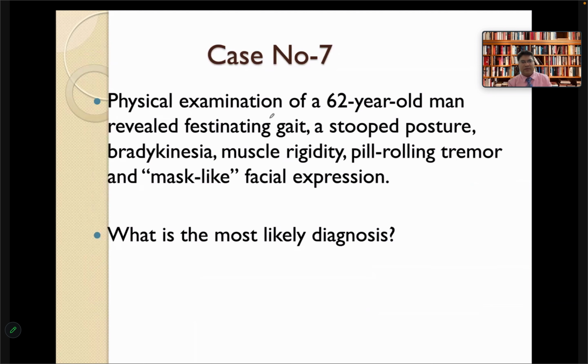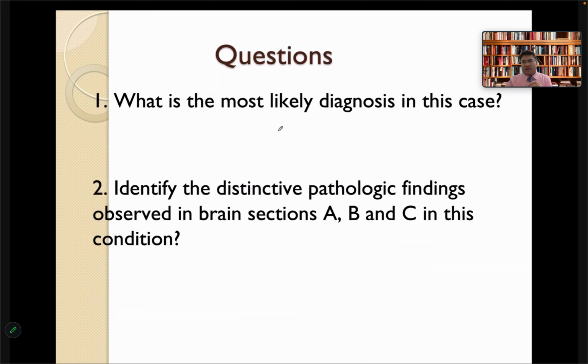Now case number 7. Physical examination of a 62-year-old man revealed festinating gait, stoop posture, bradykinesia, muscle rigidity, pill rolling tremors, and mask-like facial expression. So what is the most likely diagnosis? If you look at the symptoms, they form part of a spectrum. They form part of a diagnosis which is called Parkinsonism, right? And if you remember, at the time of discussion we discussed what is Parkinsonism and what is Parkinson disease. So now if you look at the history, your diagnosis is Parkinsonism. But now pay attention to what I'm saying.